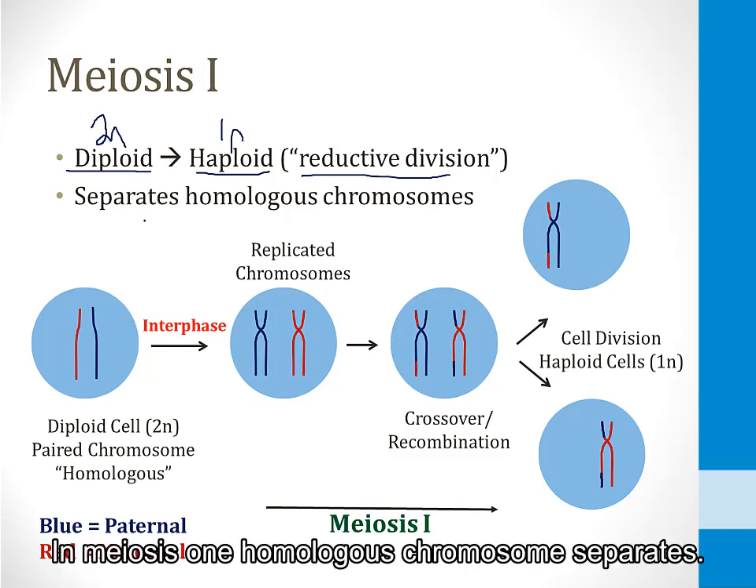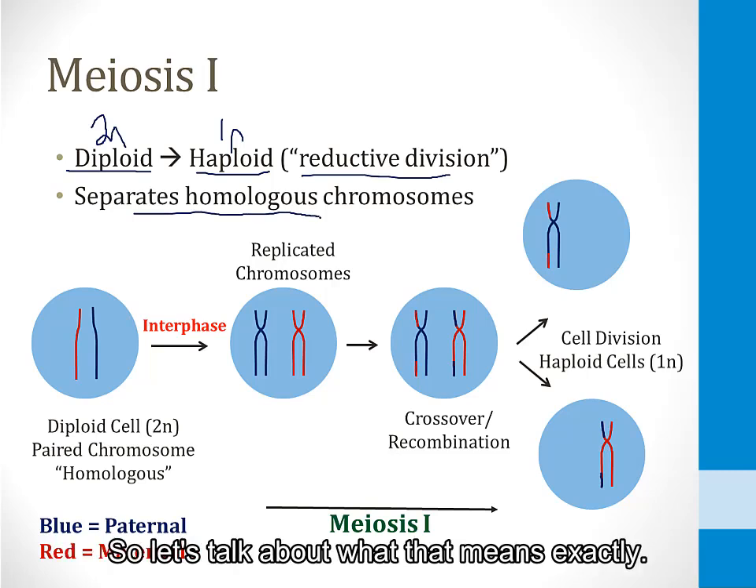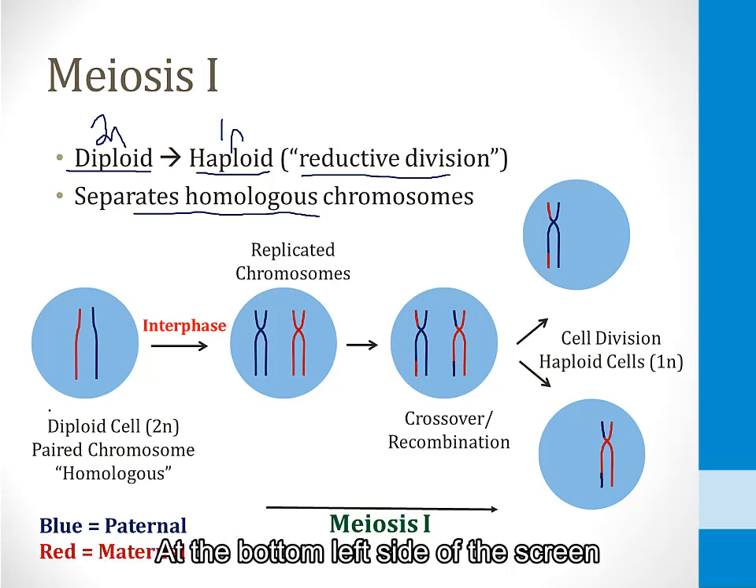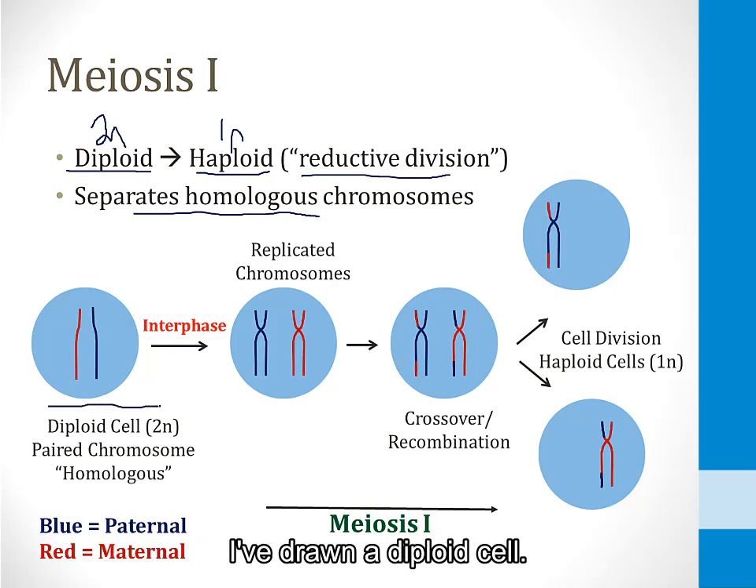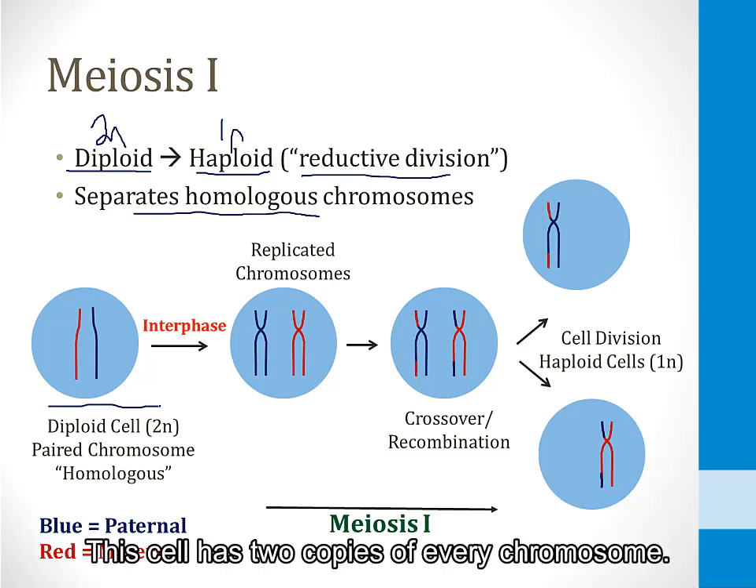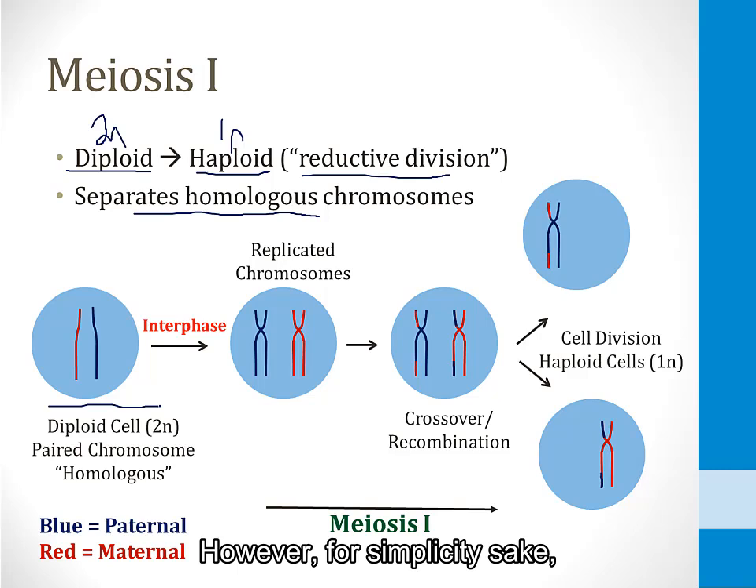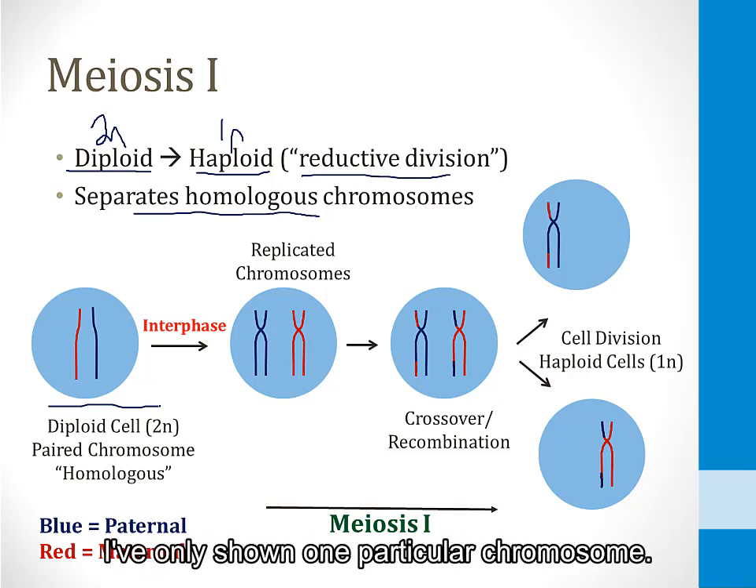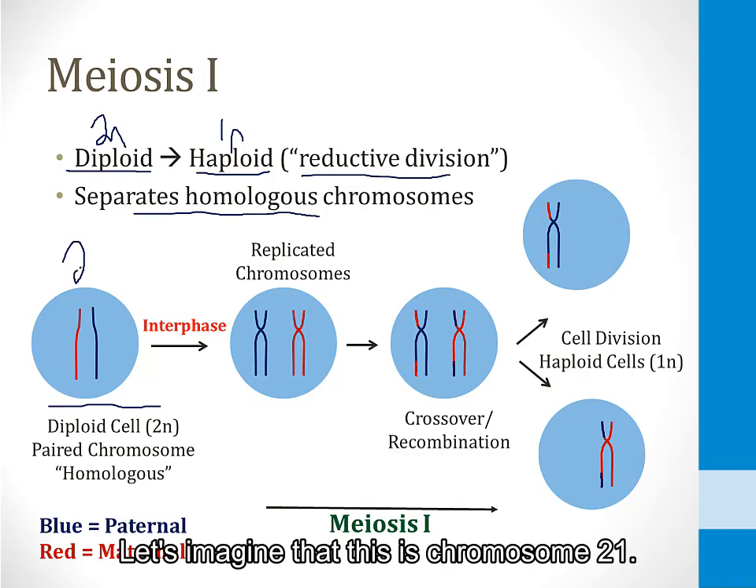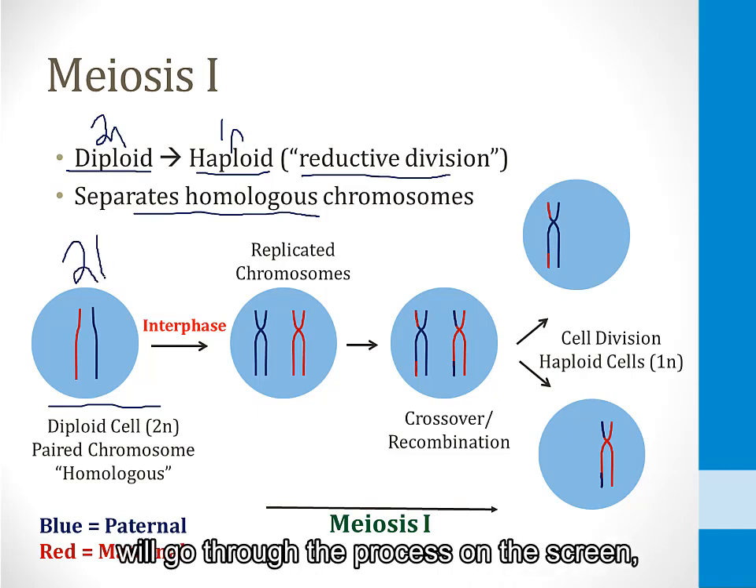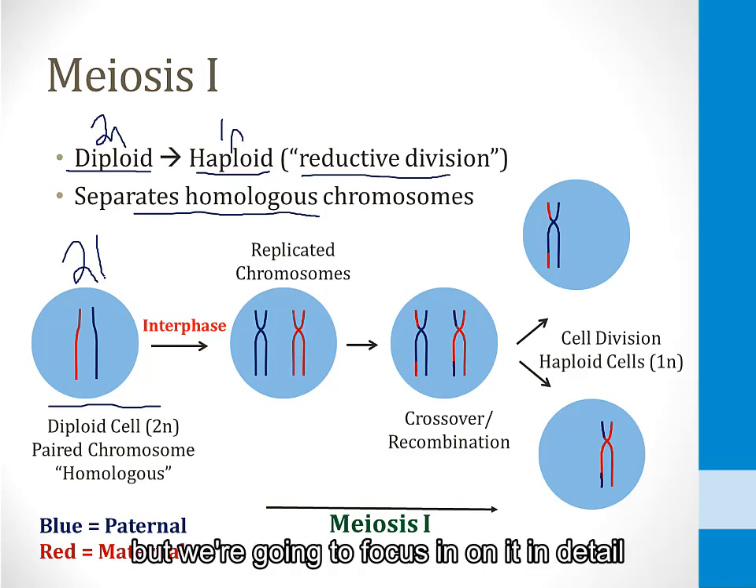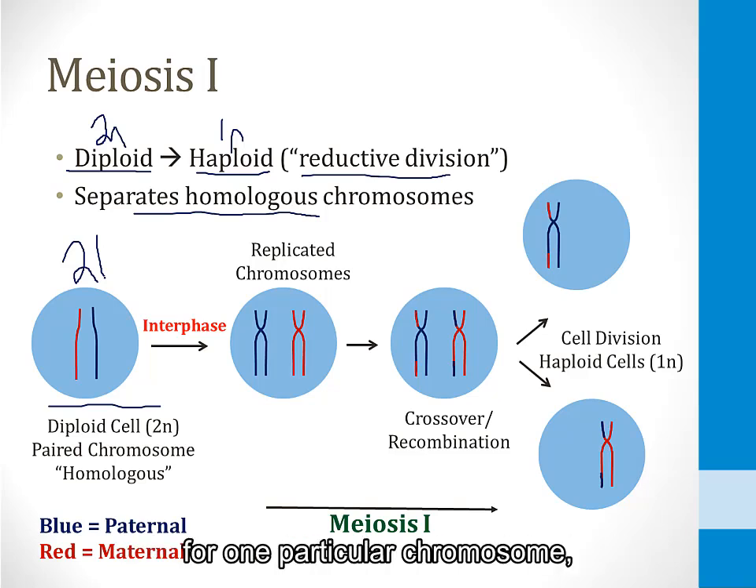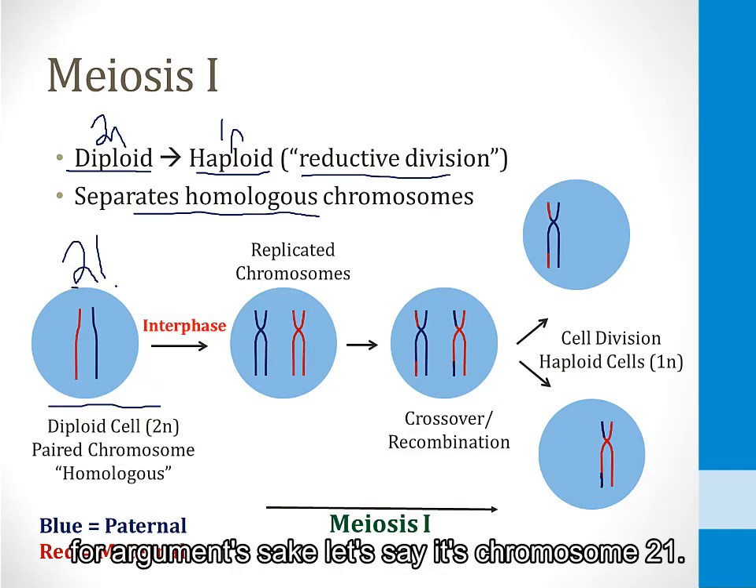In meiosis 1, homologous chromosomes separate, so let's talk about what that means exactly. At the bottom left side of the screen, I've drawn a diploid cell. This cell has two copies of every chromosome. However, for simplicity's sake, I've only shown one particular chromosome. Let's imagine that this is chromosome 21. Every one of our chromosomes will go through the process on the screen, but we're going to focus in on it in detail for one particular chromosome. For argument's sake, let's say it's chromosome 21.